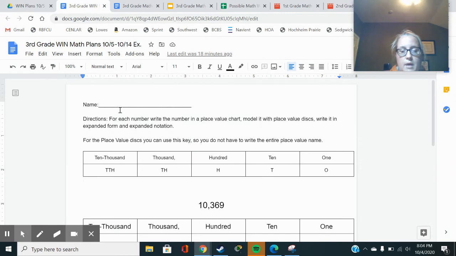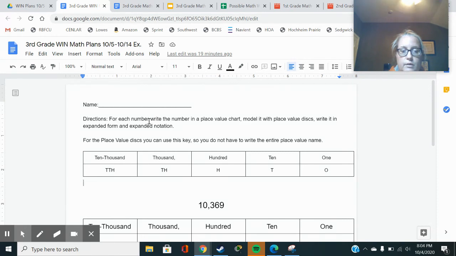So you are going to get a page that looks like this. There are going to be 4 problems. So there's going to be some on the front and some on the back. So make sure you do all 4 of them. So here's what it says. You're going to put your name. So I would put Mrs. Belts.